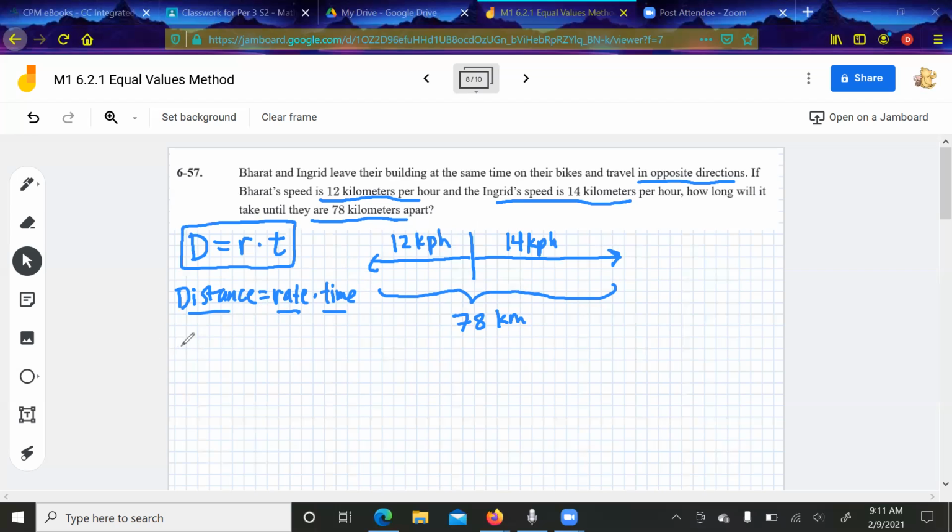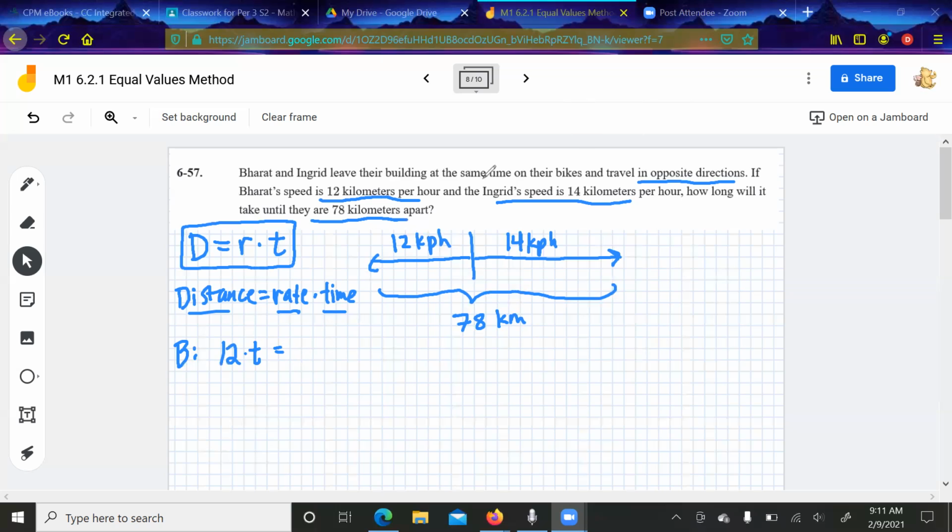for Bharat's time. Okay, so this is Bharat's time. The distance that he needs to go is, he is going 12 kilometers per hour times some time, some time t, right, is equal to his distance. Okay, and let's say that's 78. So let me cross that out and put 78.